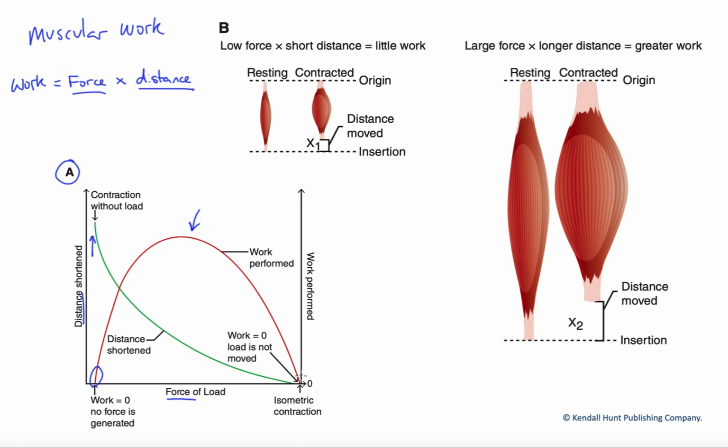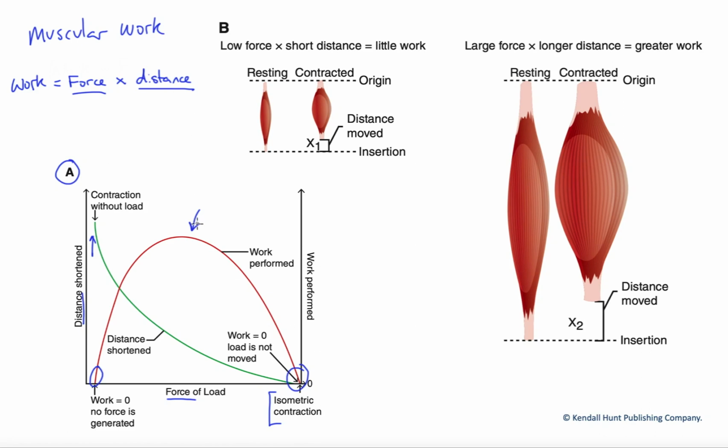On the other extreme, if our load becomes very large and we become incapable of moving it, we strain very hard and generate a lot of tension, but we don't move it, so our work performed would be zero. That's actually what's termed an isometric contraction. And so it's important to note that very strong contractions can generate zero work if the load is not moved.